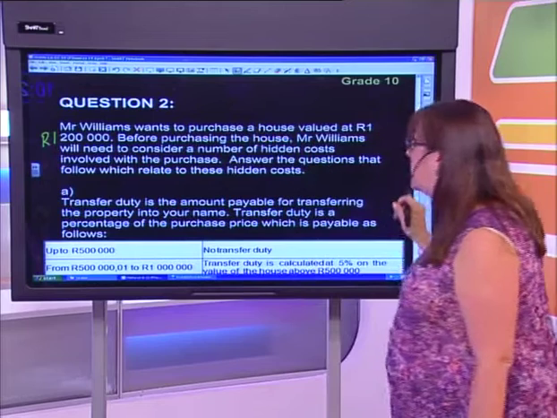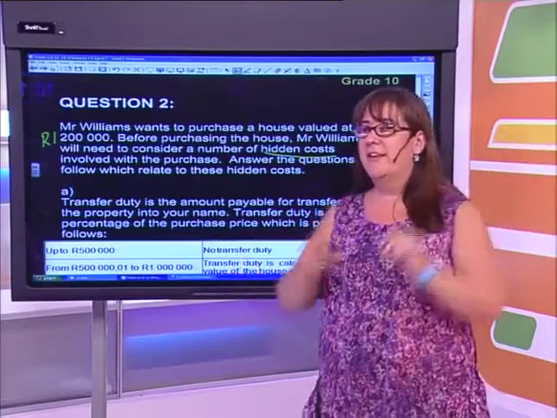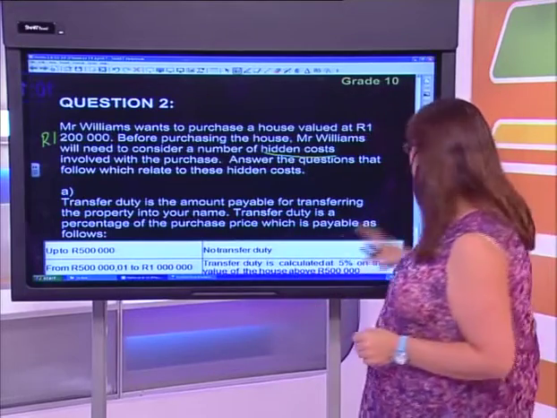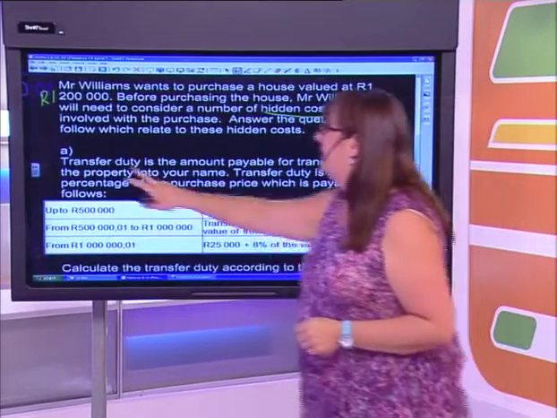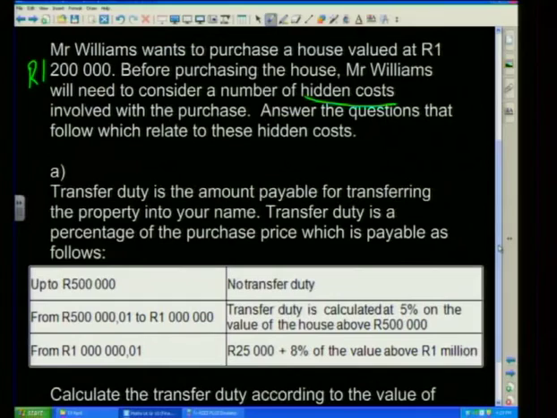Before purchasing the house, Mr. Williams will need to consider a number of hidden costs. There are always hidden costs involved with the purchase. So we're going to answer the questions that follow, which relate to all these hidden costs. I've got a feeling we're going to be calculating all his hidden costs. Quite an interesting exercise. So, the first thing we've got to look at, transfer duty, is the amount payable for transferring the property into your name.